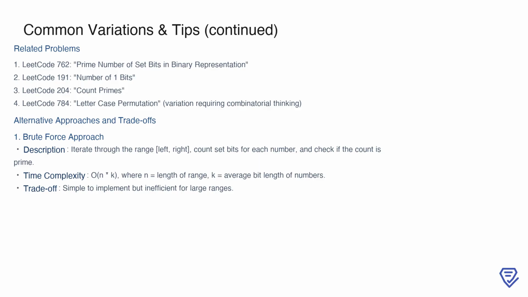Now, when considering alternative approaches, the brute force method is a straightforward starting point. With this approach, you iterate through the range, count set bits for each number, and check if the count is prime. While simple to implement, its n*k time complexity, where n is the size of the range and k is the average bit length, makes it impractical for large ranges. This approach is more suitable for understanding the problem but not for optimized solutions.